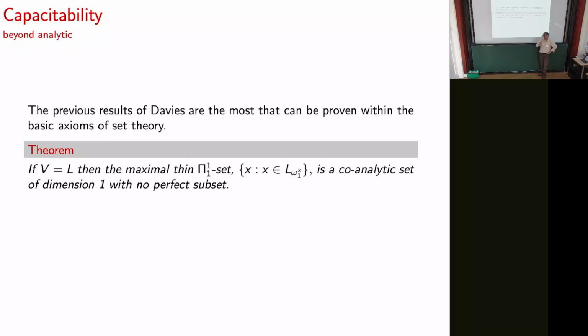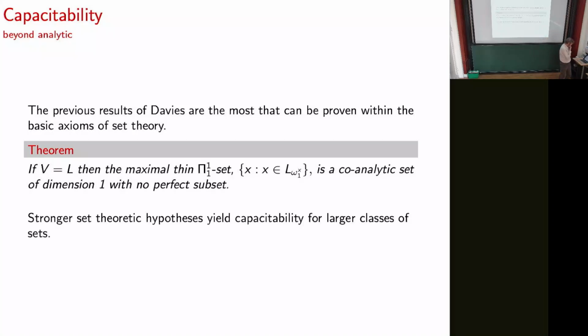If V equals L, it's a dimension 1 set. It's reasonably simple in terms of the form of its definition. It's a Pi^1_1 set, with full dimension, and all its closed subsets are countable. So it's a meta-mathematical situation. How well do closed subsets support dimension? Well, maybe for co-analytic sets, maybe not at all. So the question of computability has interesting logical aspects.